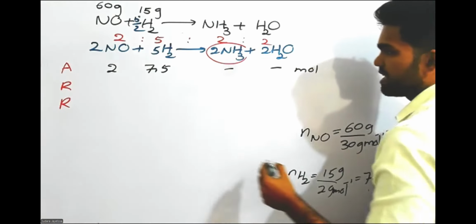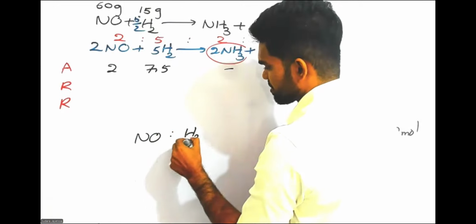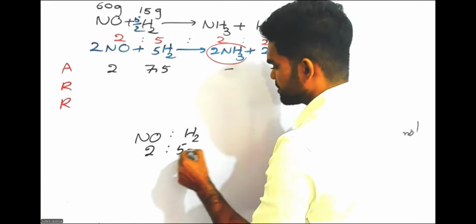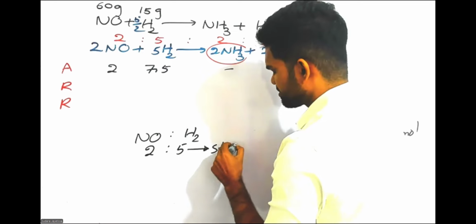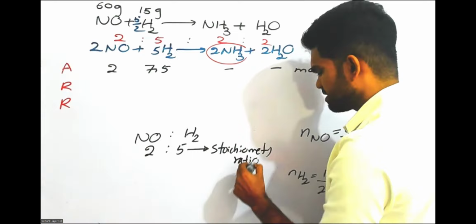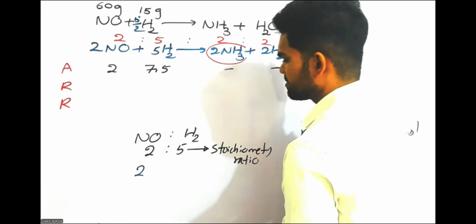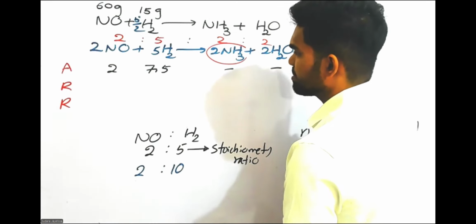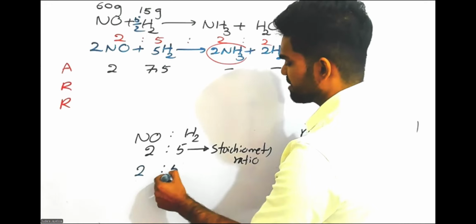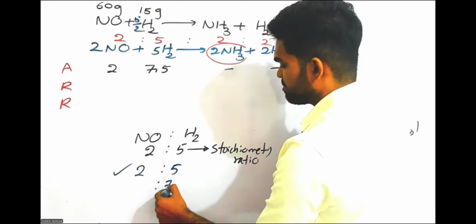Then let's say like this, okay? So NO to H2, they react in 2:5 ratio. So this is the stoichiometry ratio. So then see the added ones. If you are reacting with 2 of this one, then 5 of this must be reacting with this. Okay, so this is available. But see this 7.5 thing.